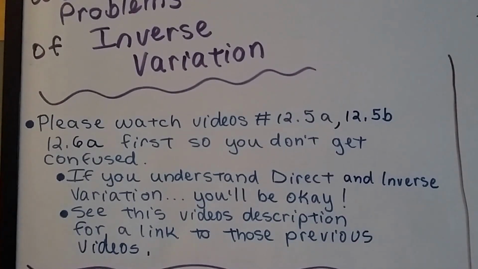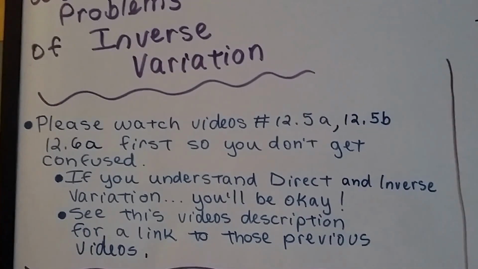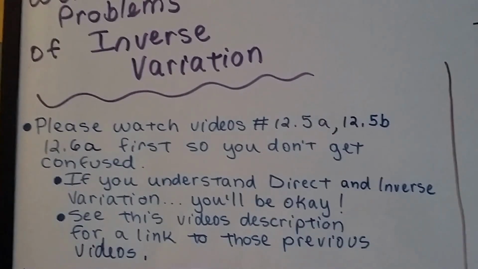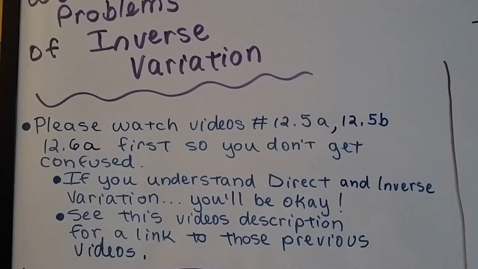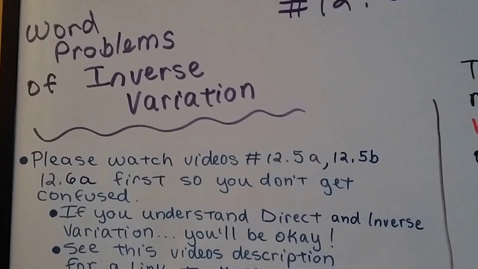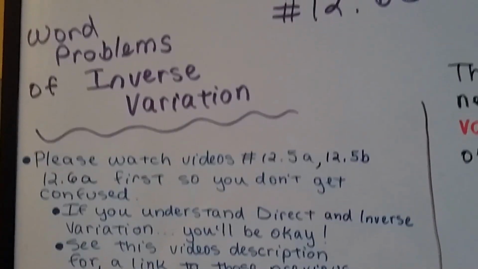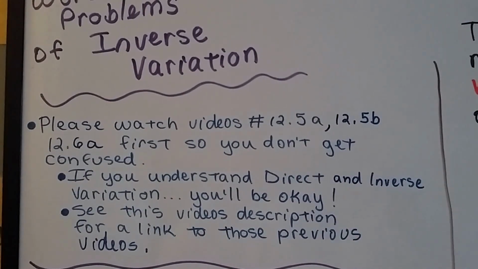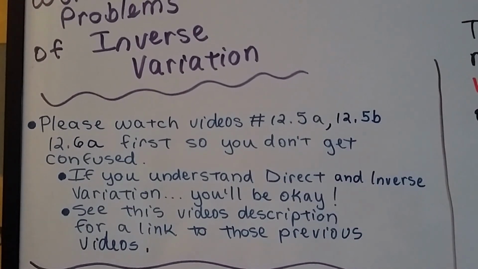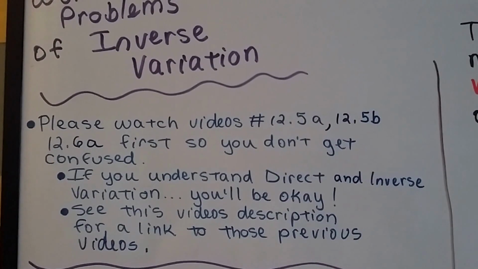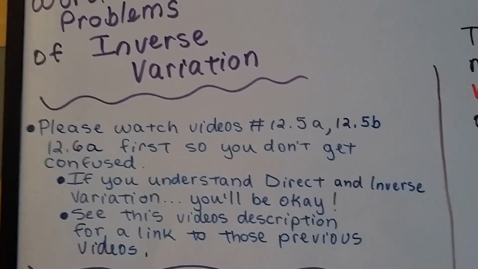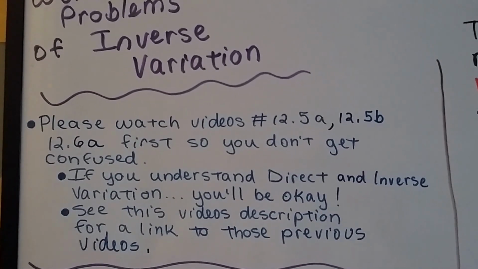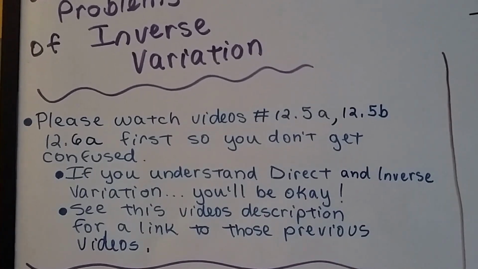Okay, once again, I'm going to have this disclaimer in the front. If you haven't watched videos 12.5a, 12.5b, or 12.6a, because we're on 12.6b, you need to watch those first. If you understand direct and inverse variation, you're going to be okay. If you don't understand those, you need to go back and watch the intro to these topics in those three videos, and there are links in this video's description, so you can just click on them.